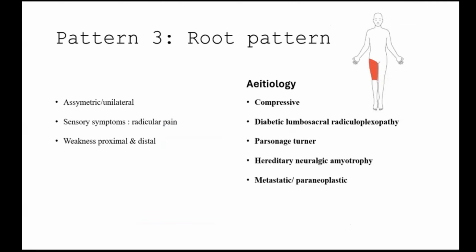The third pattern is very straightforward. You have a single limb involvement, you have pain, radicular type of pain, and dermatomal distribution, so that is radiculopathies and plexopathies.